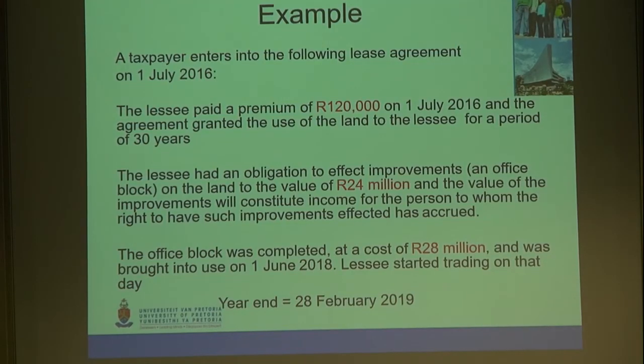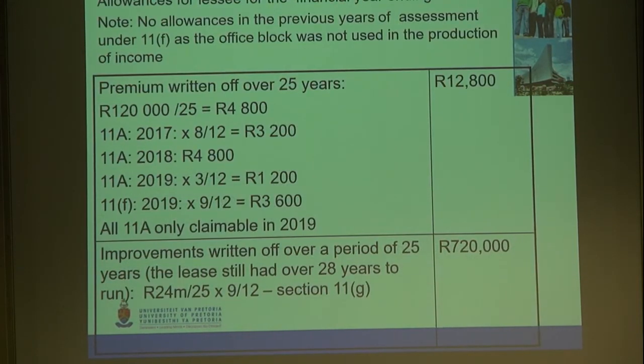It's an office building, okay? Definitely can't go and claim 13 Quin. 13 Quin says you must be the owner. Right, so the excess of 4 million Rand simply falls away. Okay, we can't ever claim it. Right, so we're only going to claim Section 11G on the 24 million, and the 4 million Rand excess falls away. Okay, so the 24 million, we're going to write off over what is left on the lease.